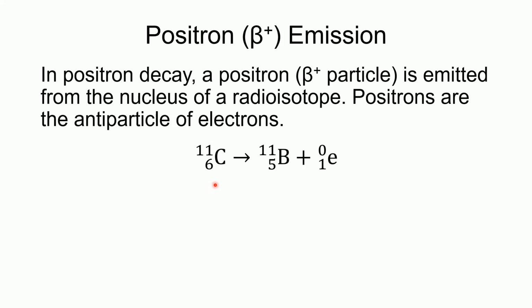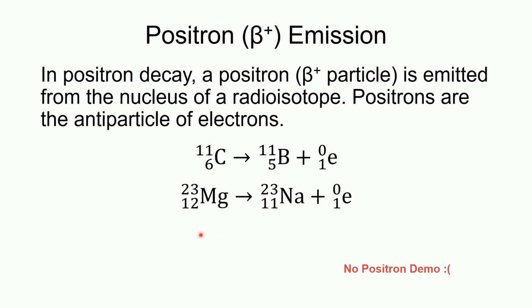All right, so here is a positron emitter, carbon-11. Again, you'll notice the numbers on top: 11 is equal to 11 plus 0, and 6 is equal to 5 plus 1. And there is our positron. Here is another positron emitter, magnesium-23. It undergoes decay and gives us sodium-23 plus a positron.